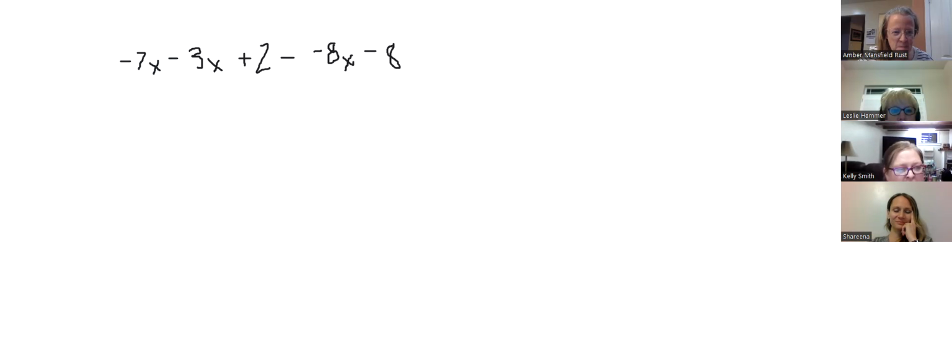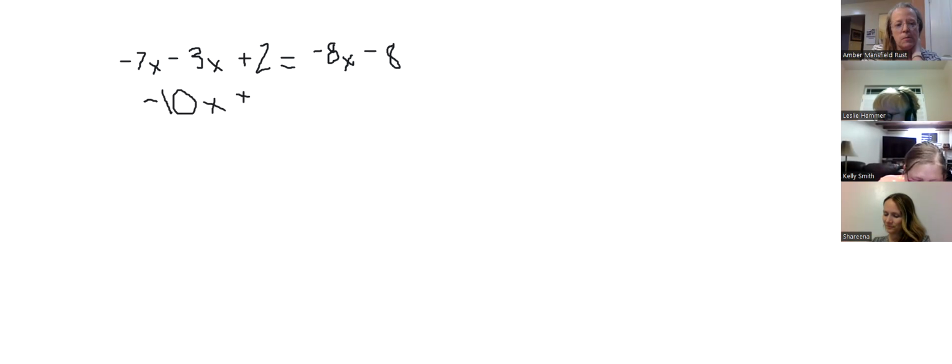So the first one is out of -7. Yes, just wanted to clarify. Okay, what's my first step? Wouldn't you combine the negative 7x and the negative 3x? Yep, and what is that? Negative 10x. Yep. So negative 10x plus 2 equals negative 8x minus 8.